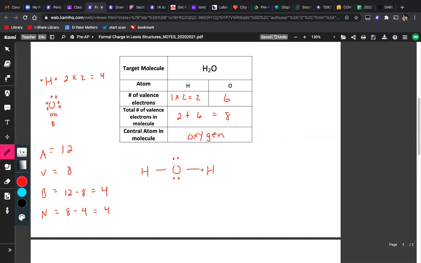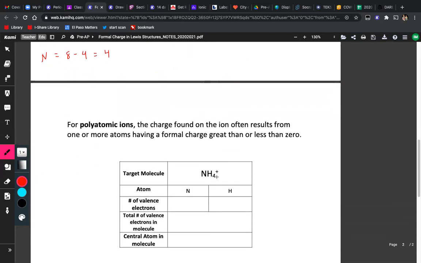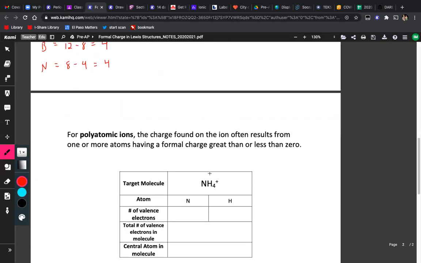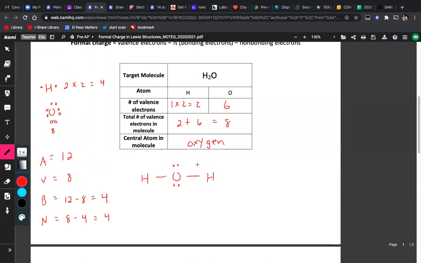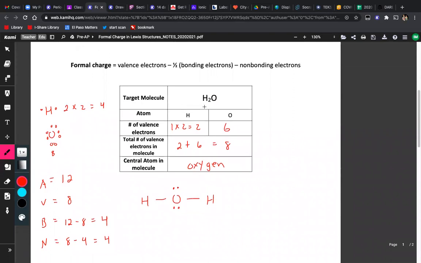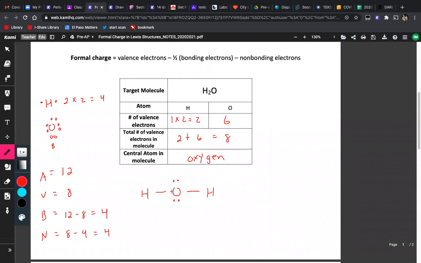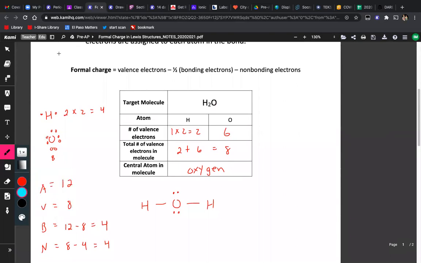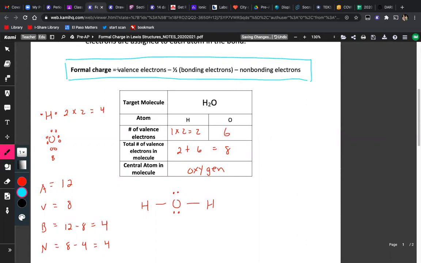Again, that helps us determine, if we're dealing with a molecule, say like NH4, if we're dealing with a charge, that's going to help us figure out where the charge on the molecule lies. Obviously, there is no charge on water, but it'll still serve as a good example for using this formula. So here is your formula, pre-AP, right here. It's the number of valence electrons.